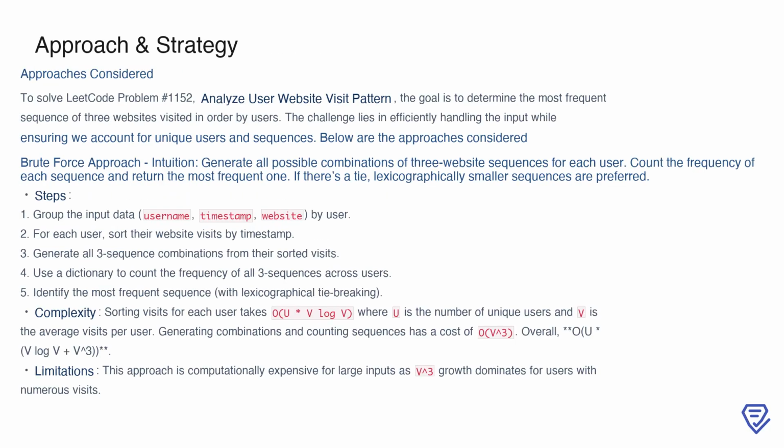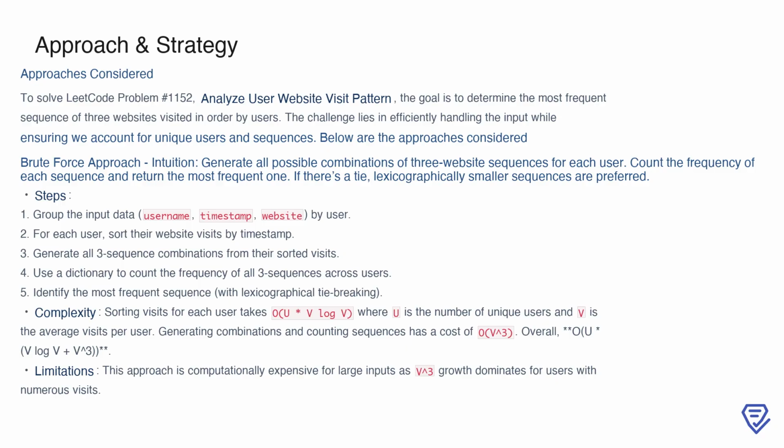To solve problem number 1152, which involves analyzing the most frequent sequence of 3 websites visited by users in order, we considered several approaches. One of these is the brute force method. The intuition behind this approach is straightforward: for every user, generate all possible combinations of 3 website sequences, count the frequency of each sequence across all users, and return the most frequent one. In cases where multiple sequences have the same frequency, the lexicographically smaller one is chosen.